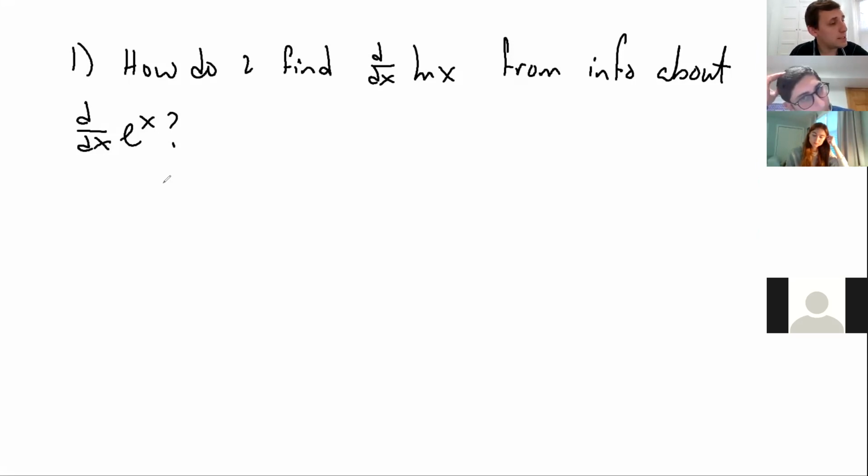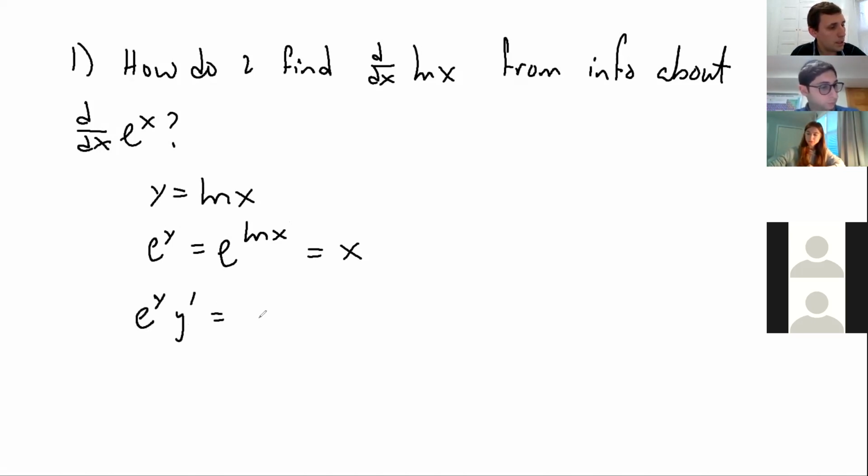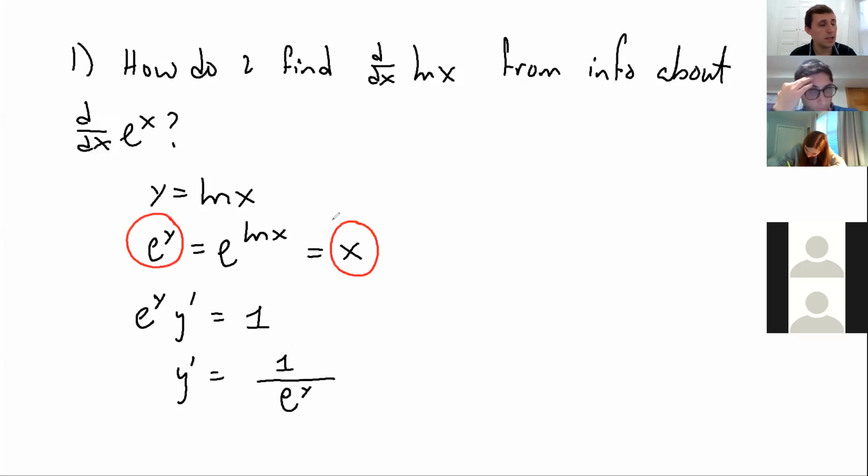Well, I can set y equal to ln x, and then I apply e to both sides of the equation. So this is e to the y equal to e to the ln x, which is equal to x. And then the derivative of e to the y with respect to x is e to the y times y prime. And that would be the derivative of x, which is equal to 1. Whence y prime is equal to 1 over e to the y. And e to the y is none other than x. So the result is 1 over x. Agreed?